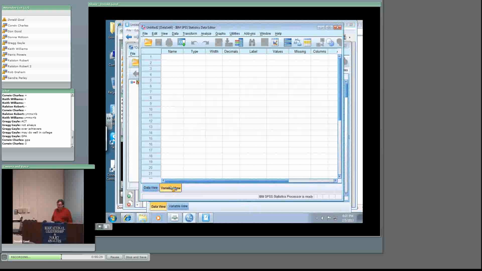But right now, what I want to look at specifically is a bunch of blank rows and columns on SPSS. So the first thing I have to do is click on Variable View, and I get something that doesn't look much different than what I had before.